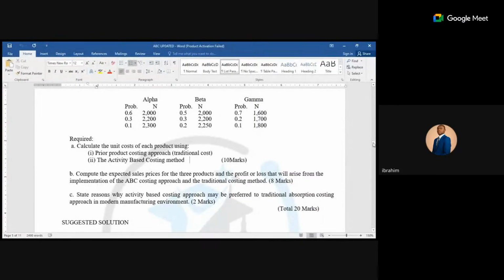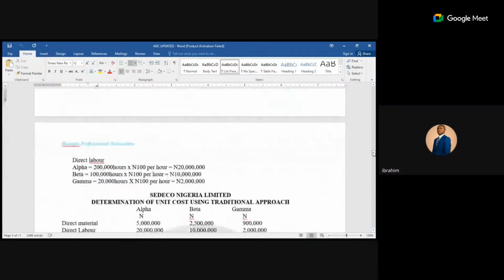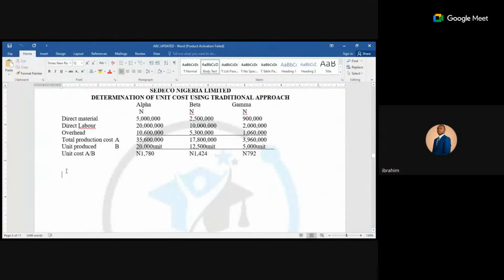Now, class, activity-based costing, Roman figure 2. Activity-based costing.